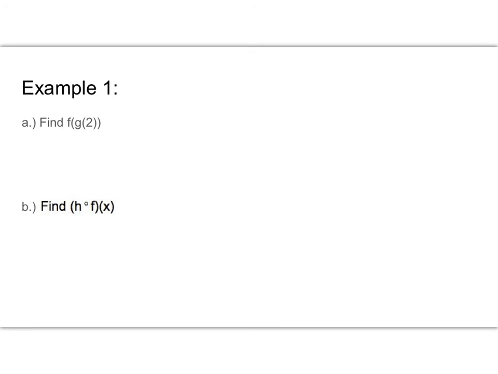So if I wanted to find f of g of 2, well, I have to go back to my functions that I had on the other page. I need to write them down. F of x equals x squared minus 3x. And g of x was 2x minus 1. Okay. I want to find f of g of 2.